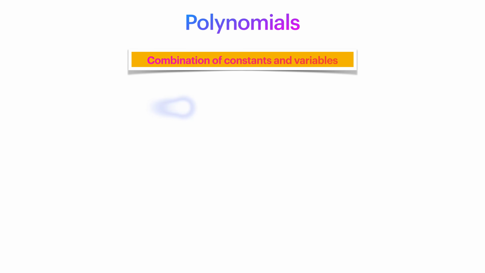So can we now say that polynomials are a combination of constants and variables that are separated by mathematical operators such as plus and minus but unified by symbols such as multiplication and division? Now here are some more examples of polynomials.